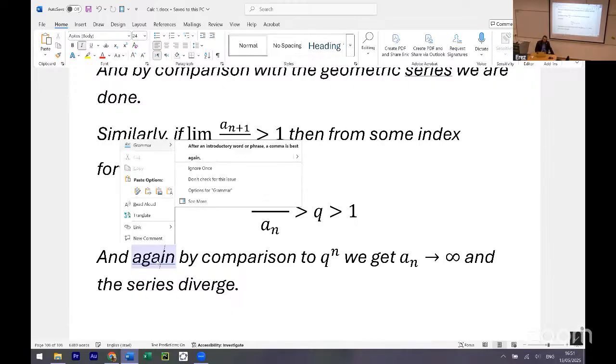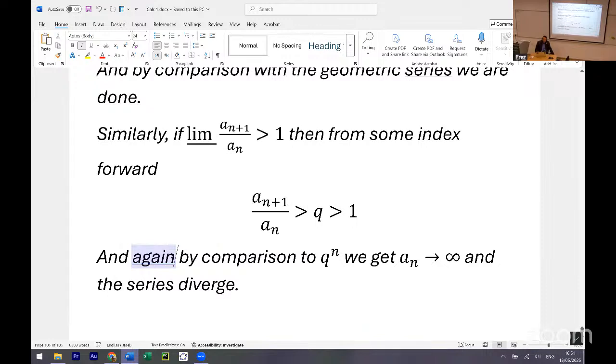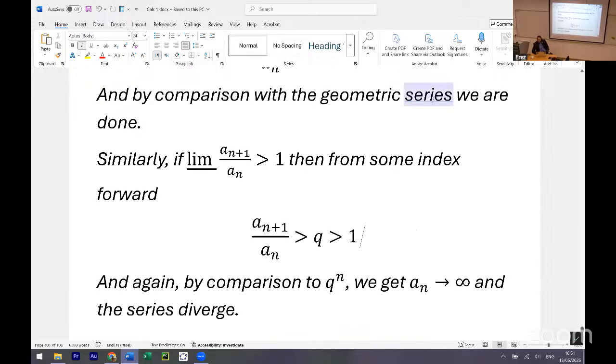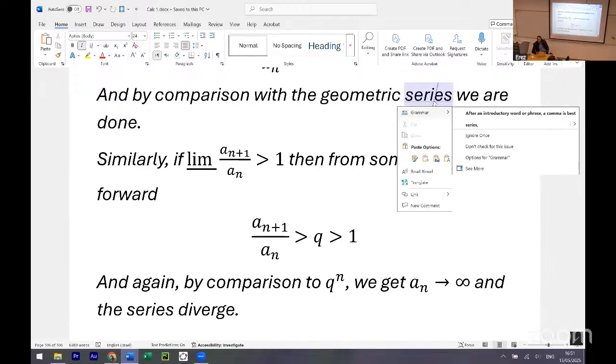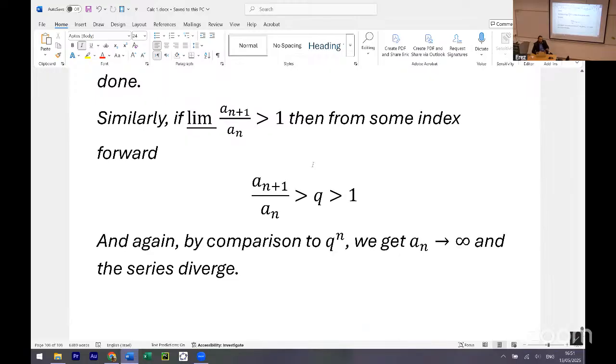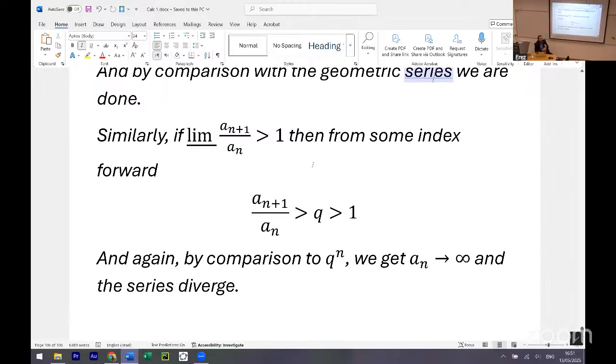Oh, I need a comma here as well. Okay, fine. And so why didn't it like series here? Another comment. He's right. I was hoping you were wrong. Blue is always grammar. I wonder what the grammatical problem here is, but fine.